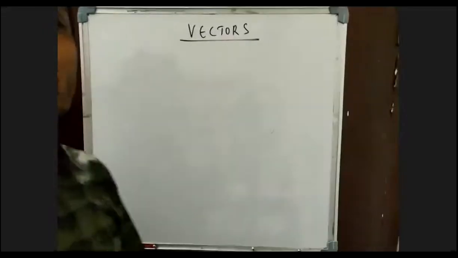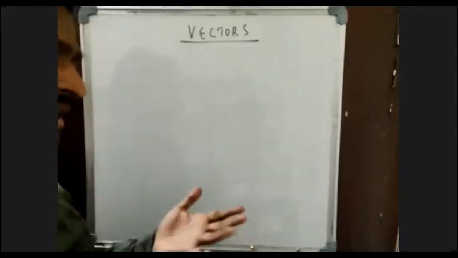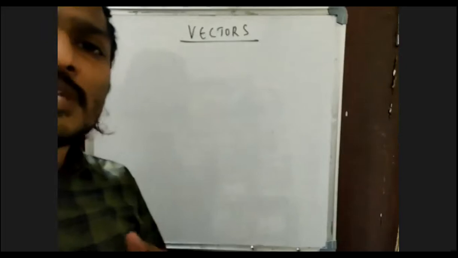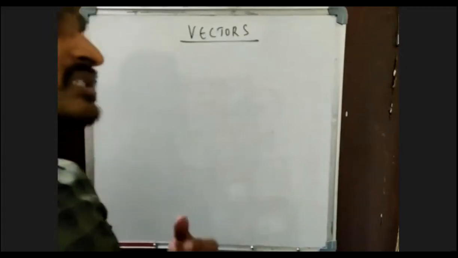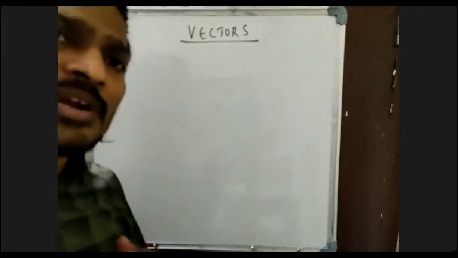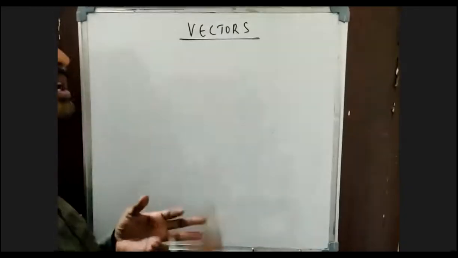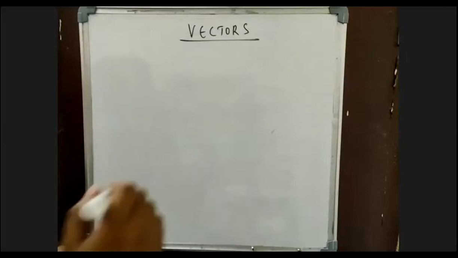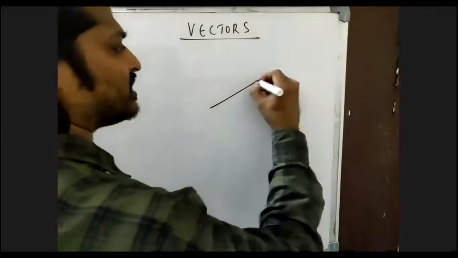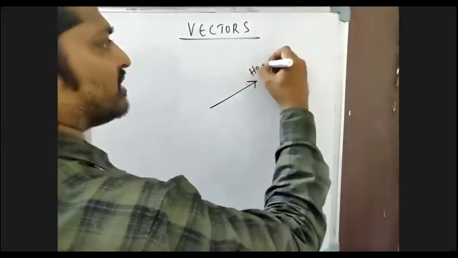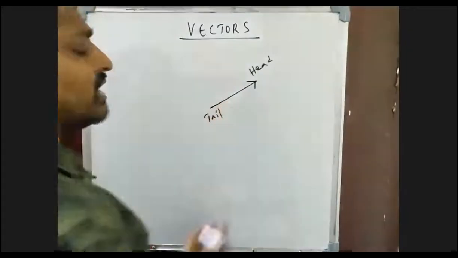What exactly is a vector, what exactly is a scalar? A vector, I told you, is a physical quantity which has both magnitude and direction. A scalar is a physical quantity which has only magnitude but no specified direction. And we also know how to represent a vector. A vector is represented with an arrow mark. This represents the head and this represents the tail.